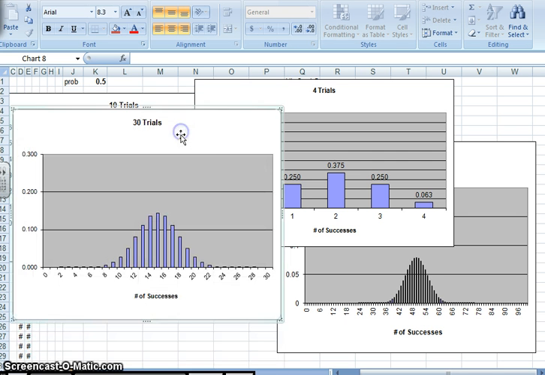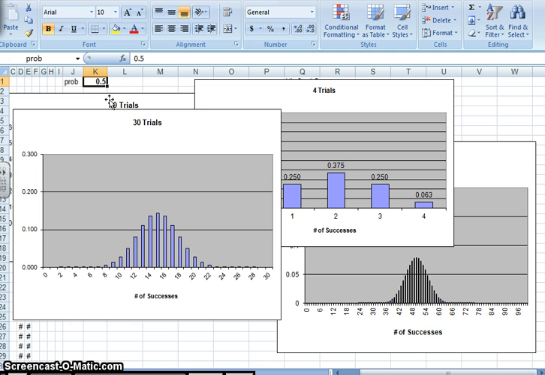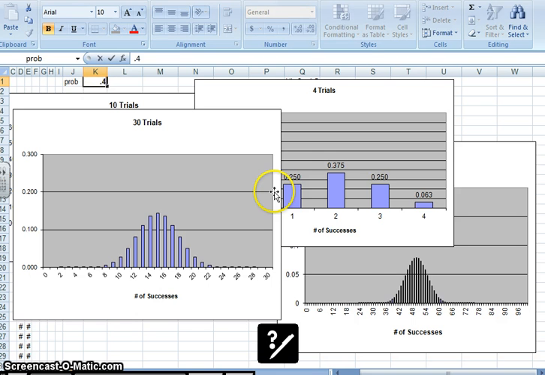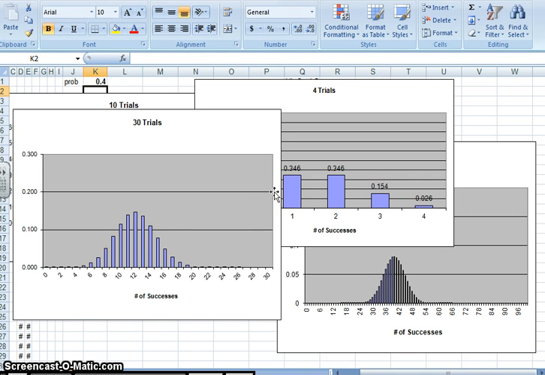But if we're at n equals 30, n times p is 15. n times 1 minus p is 15 as well. It works pretty well. Okay. What if I change it to, how about 0.4 or something like that? Well, this one looks still pretty good. This one looks still pretty good.